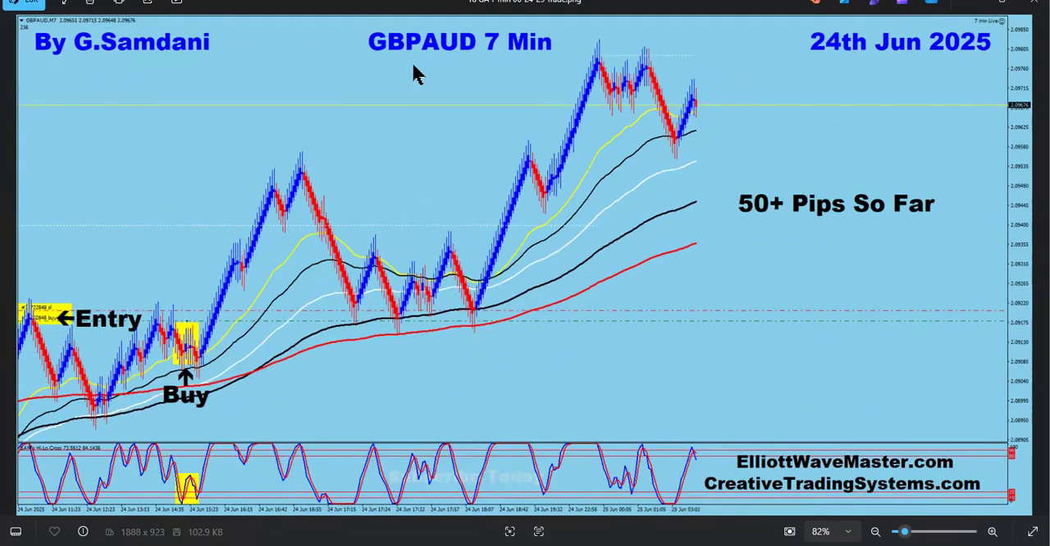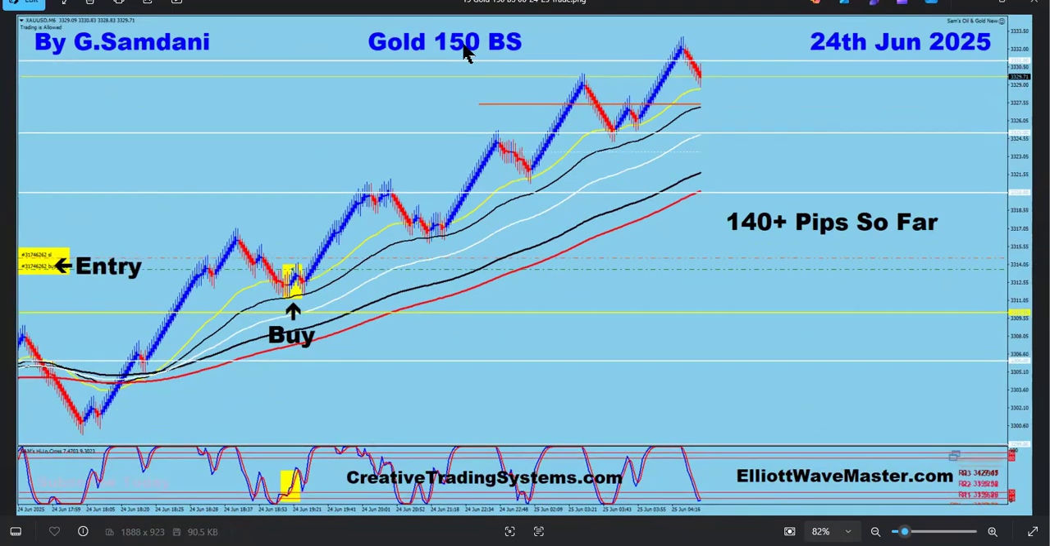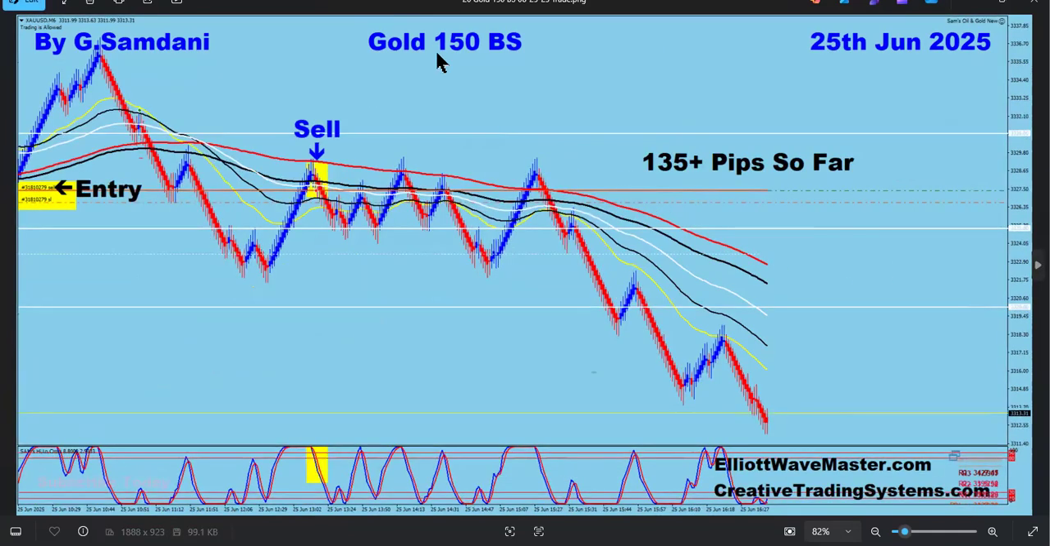On the 24th, pound Aussie for 50 pip. Look how big it looks, but it's only 50 pip. This one, gold, 150 box size, 140 here. This gold, from 150 box size to the downside, going down, 135 on the 25th.